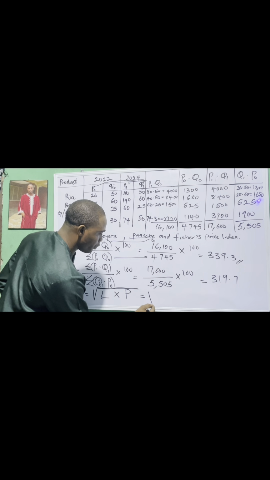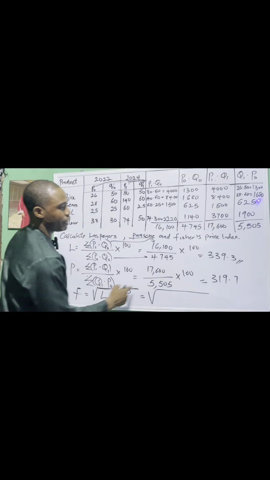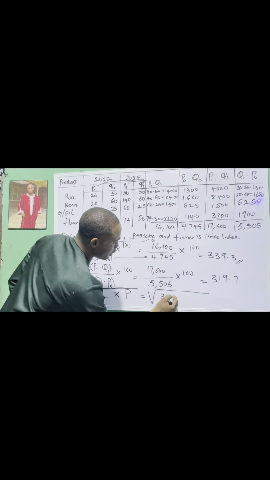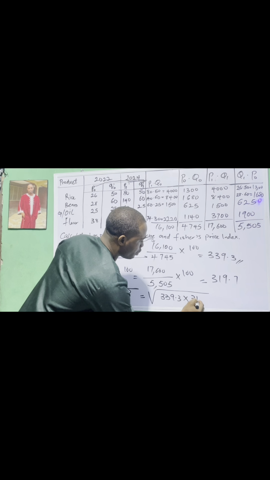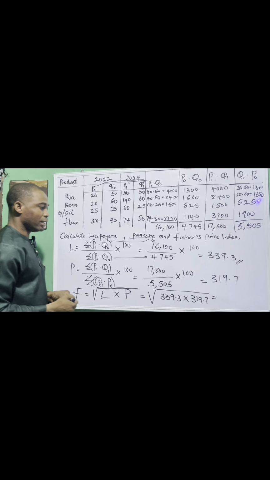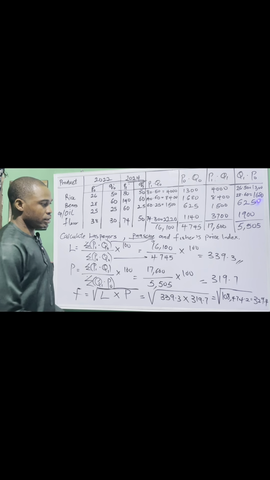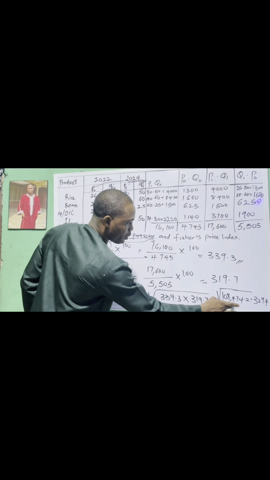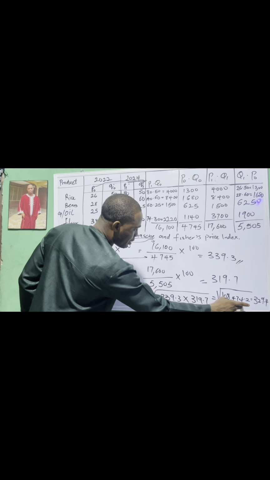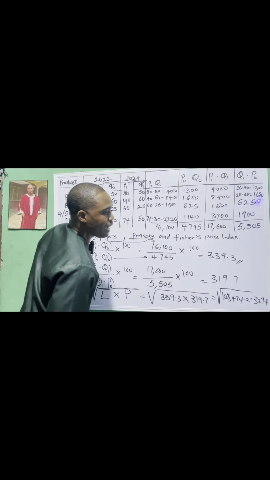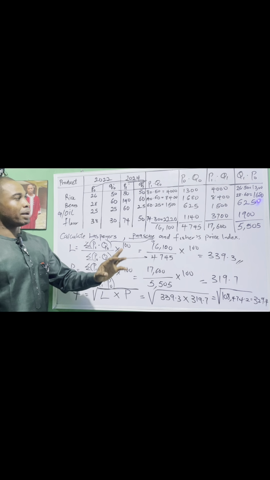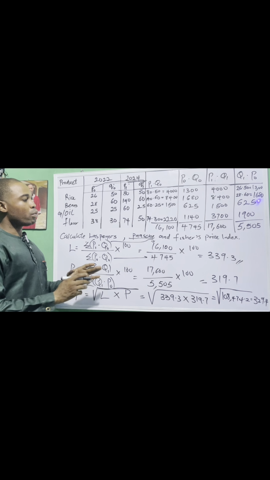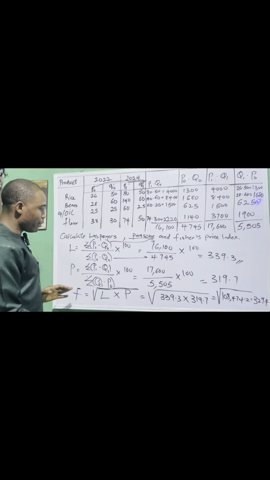So that means I'm going to look for the square root of the value for Laspeyres, which is 339.3, multiplied by the value gotten for Paasche, which is 319.7. So we need to arrive at the final answer. This is the value for the multiplication, which we square root here. Then the square root of the answer we got here is going to give us 329.4, which is the final answer for Fisher's equation. Now, to solve this question, you just need to follow the typical steps of what we have done.